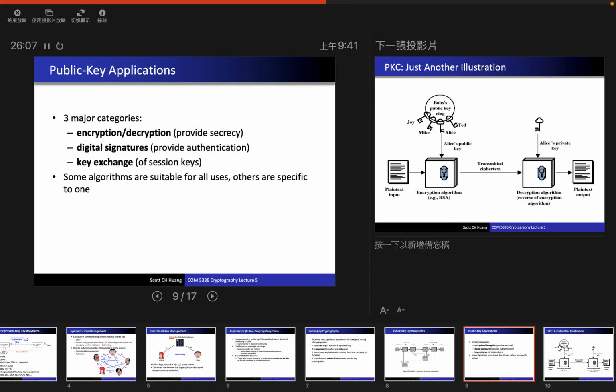And there are some algorithms that are suitable for all uses. For example, RSA. There's RSA encryption and decryption. There's RSA digital signature. There's RSA key exchange. Those three types. And there are others which support only one or two. For example, the Diffie-Hellman key exchange. It's just key exchange alone. It cannot be used in any other applications.